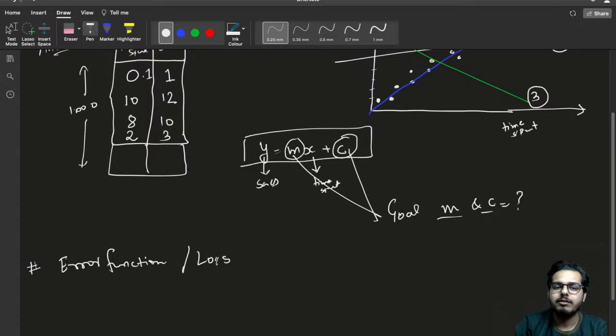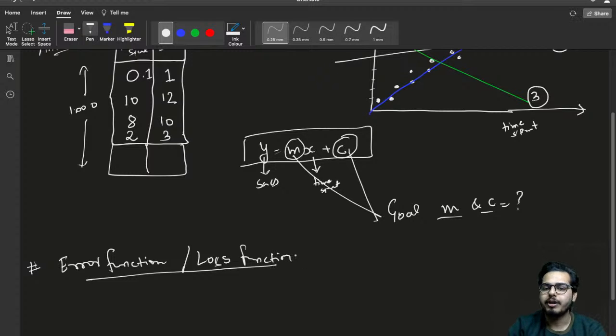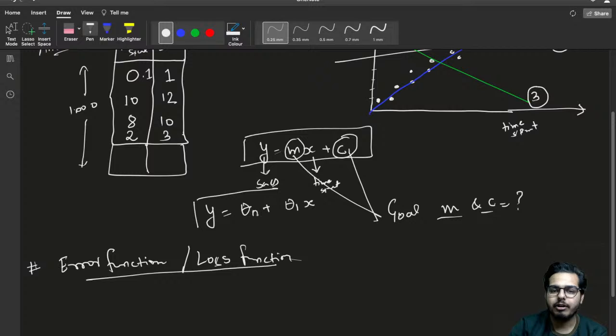Loss function, right? So error function or loss function, whatever you want to call it. In all the machine learning algorithms, there is this term called error function, loss function. And one more thing I want to tell: in machine learning terms, generally we do not represent the line equation in the format of m and c. We generally write y is equal to theta naught plus theta 1 x, right? So this is the equation. This is theta naught, theta 0 you can say. This is the equation that we generally use in machine learning.